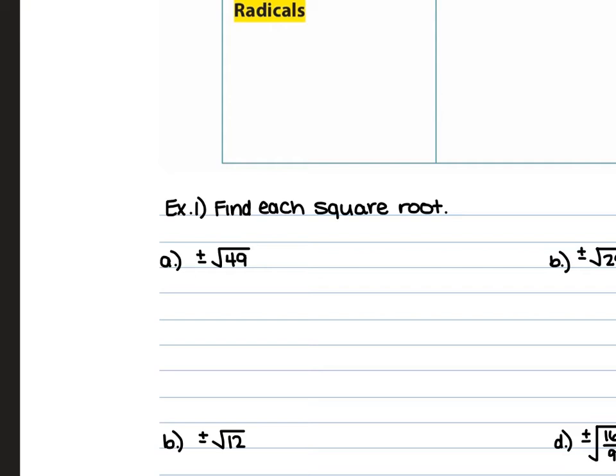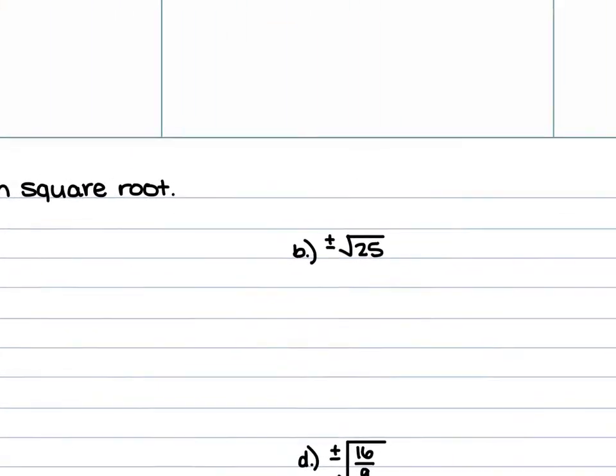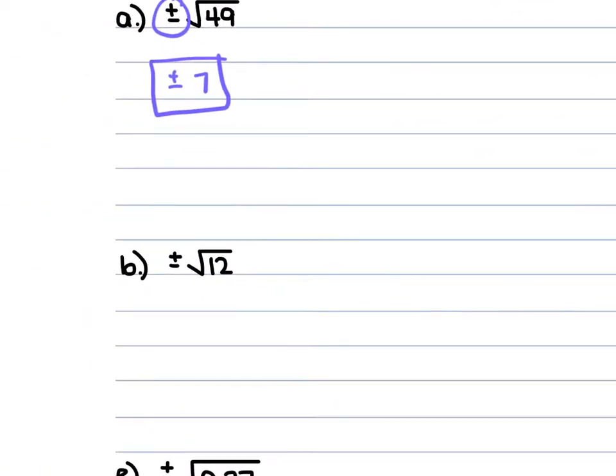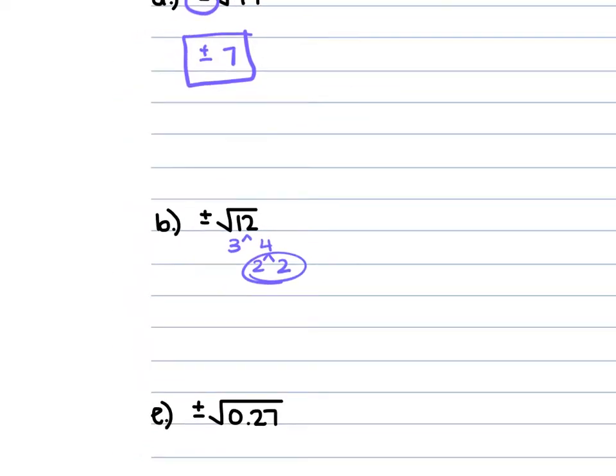So for example A, we have plus or minus the square root of 49. That plus or minus stays. And we're just going to have plus or minus 7 because 7 times 7 is 49. For B, we have plus or minus the square root of 25, so that plus or minus is going to stay, and the square root of 25 is 5, so it's just plus or minus 5. For C, we have plus or minus the square root of 12. If we simplified that 12 to find the prime factorization of it, we have 3 and 4. The 4 is 2 and 2. Those two 2's pair up, so it's going to be plus or minus 2 square root 3.